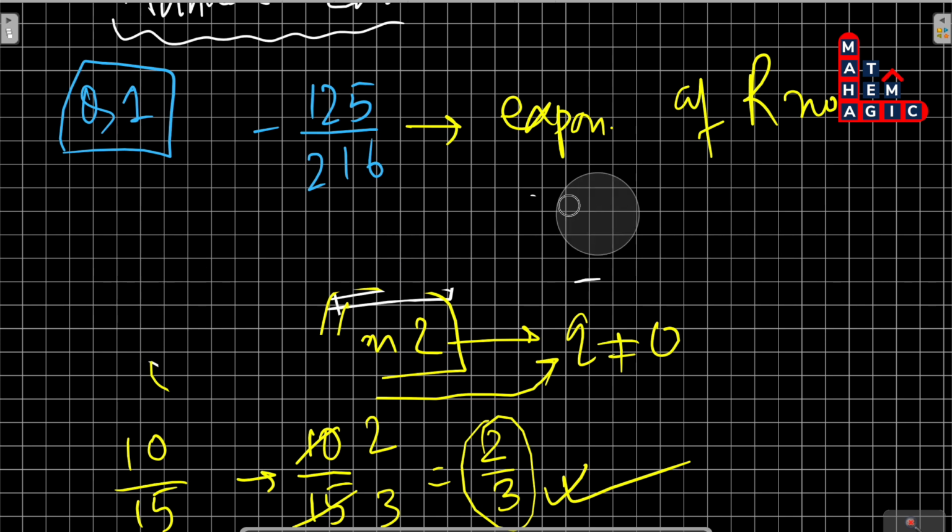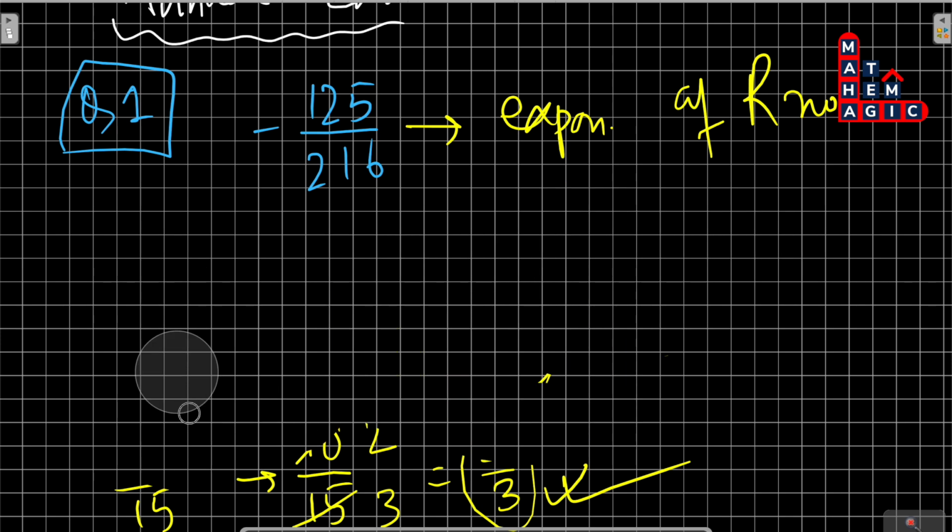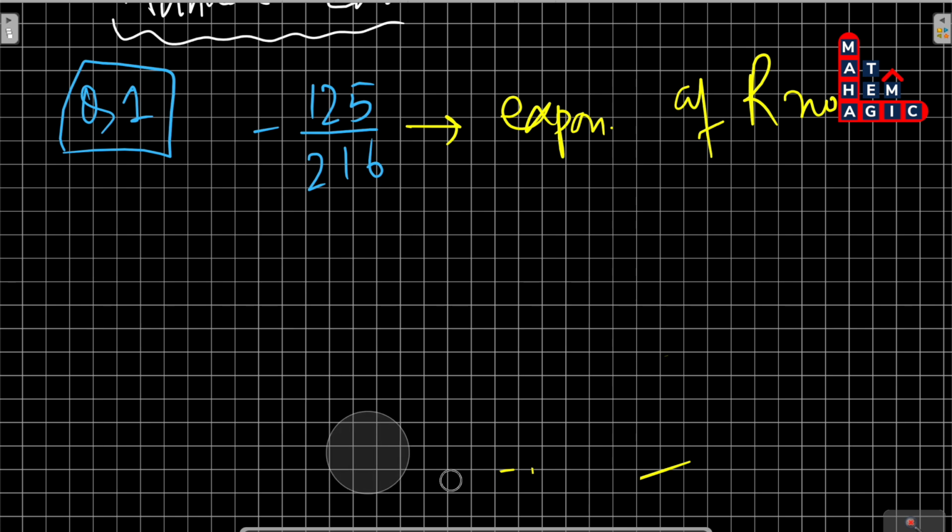So how do we now express this given number as the exponent of a rational number? All right. So let's start the sum. So the solution. All right. So how to do this?